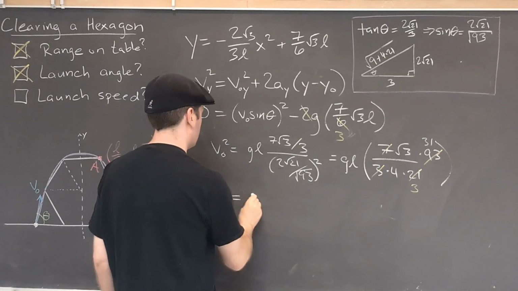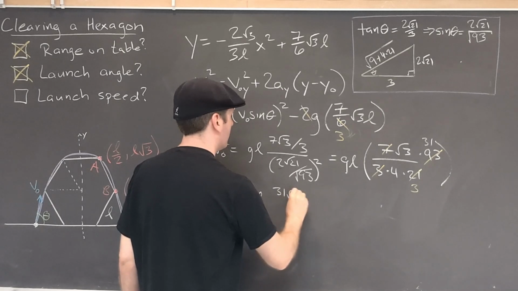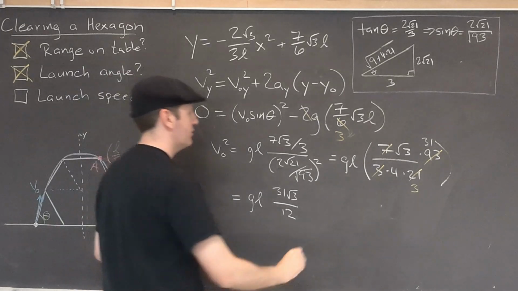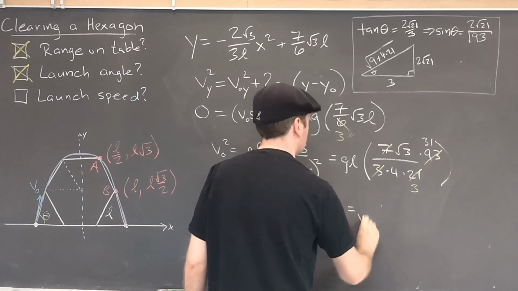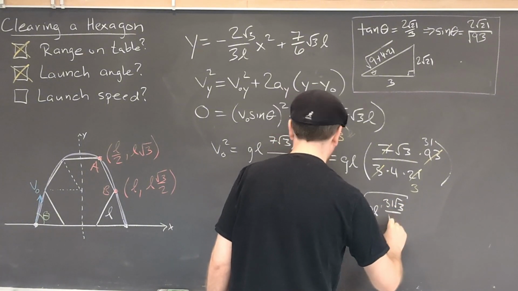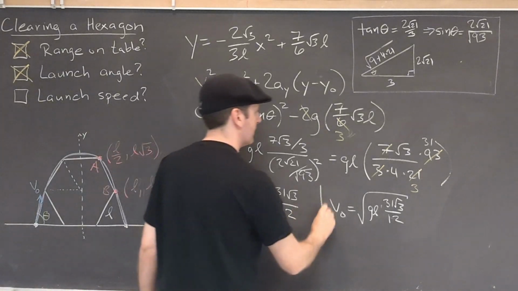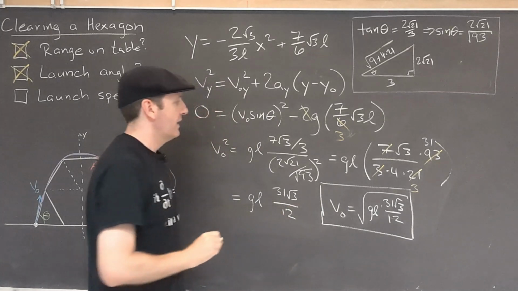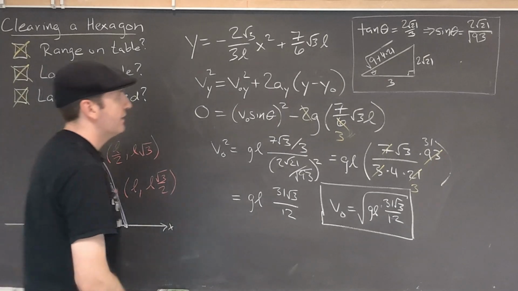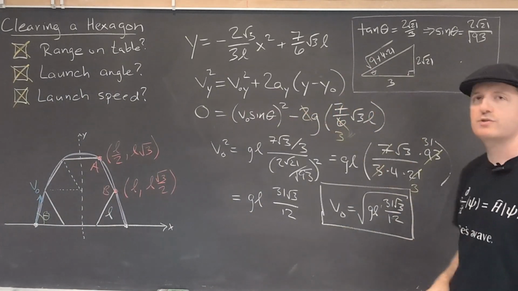We've got g L times 31 root 3 over 12. That's v naught squared, which means that v naught itself is the square root of g L times 31 root 3 over 12. And there's probably 1,000 other ways of writing that, but that must be our initial launch speed. Okay, so I think we have everything we need. We've solved the problem of clearing the hexagon. We found the range, the launch angle, and the launch speed, QED.